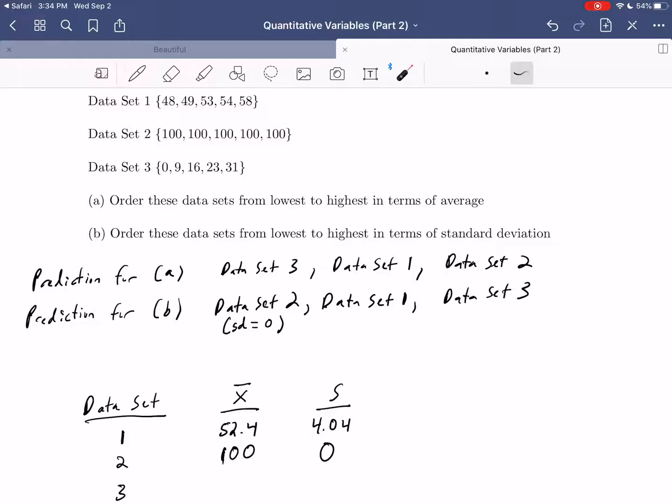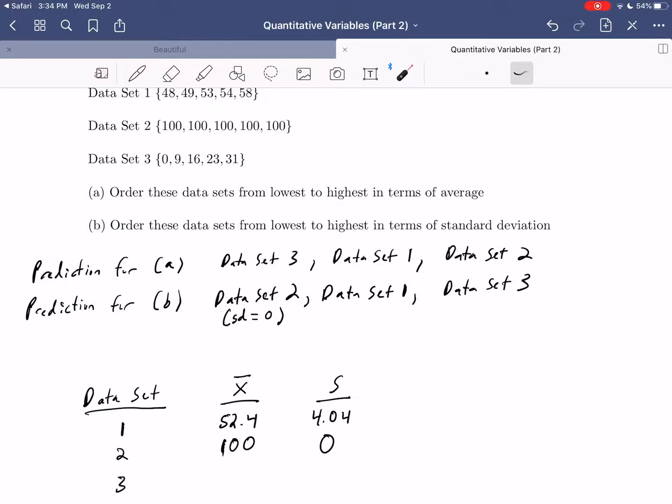All right, finally, let's move to dataset 3. Again, we'll hit Stat and Edit. We'll clear out what's currently in list 1, and then put in 0, 9, 16, 23, and 31. Then Stat, Calc, 1-Var Stats, one more time, hit Calculate, and we should find an average of 15.8 and a standard deviation, again making sure that we use the sample, of 12.03.